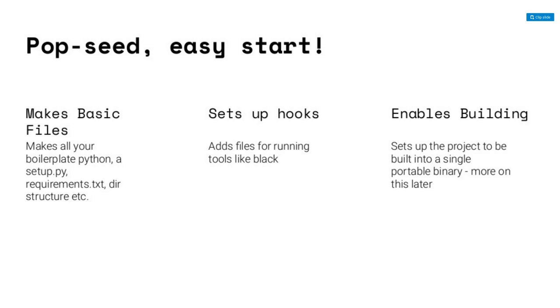So you run the POP Seed application, and it gives you a setup.py that's nice and crisp and generic that will automatically detect everything that you put inside of your POP project, so it shouldn't need to be modified very much. But it also sets up some hooks for running black on a project. And it enables one of the other things that's really important here, which is a new build system that we've got along with POP as well.